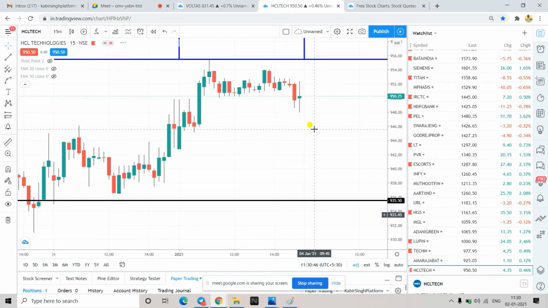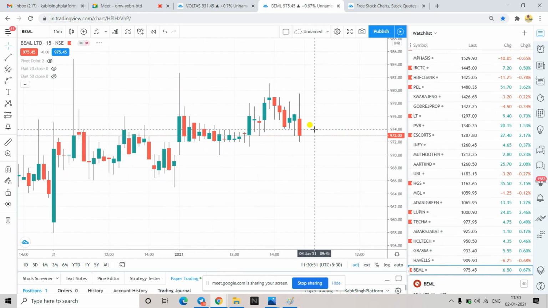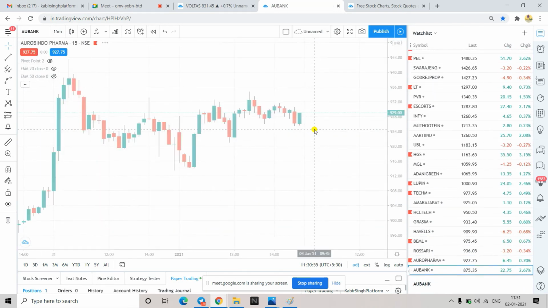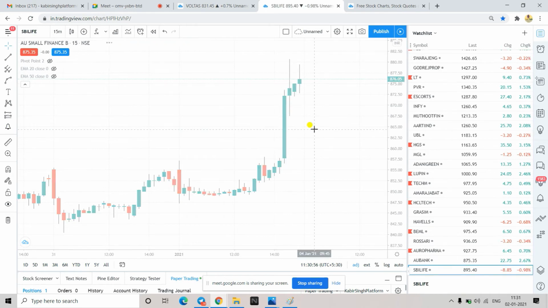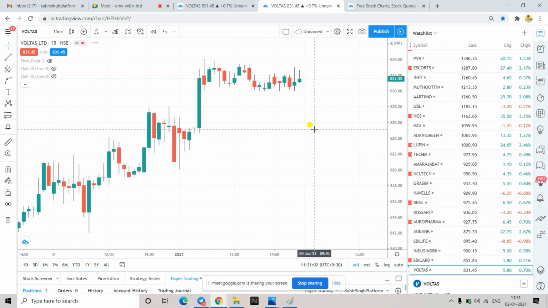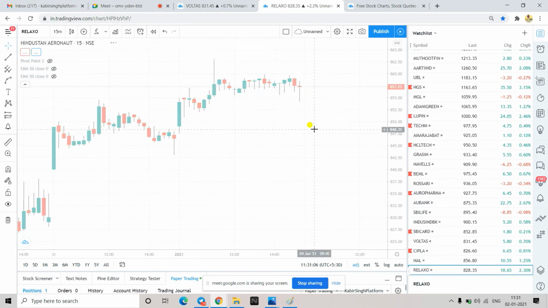Make sure that it is a somewhat U kind of pattern and the close should be around the open or wherever the high is. There you'll get a good setup. Like this you have to just go through.